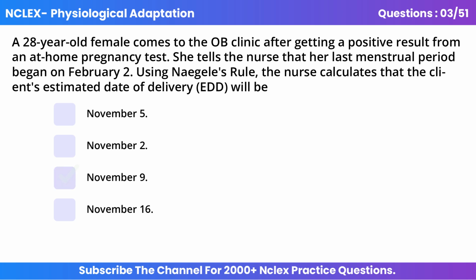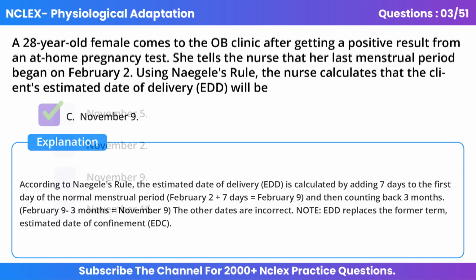C. November 9th. According to Naegele's rule, the estimated date of delivery, EDD, is calculated by adding 7 days to the first day of the normal menstrual period, February 2nd plus 7 days equals February 9th, and then counting back 3 months. February 9th minus 3 months equals November 9th. The other dates are incorrect. Note, EDD replaces the former term, estimated date of confinement, EDC.